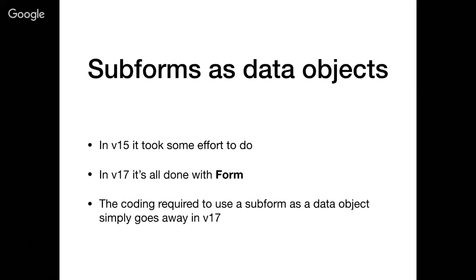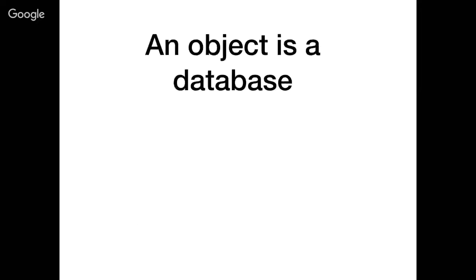Again, as I said earlier, in v15, working with subforms as data objects took some effort to do. In v17, you can accomplish pretty much everything I described in a whole presentation back in April in version 15, simply by using the new form object. And the coding required to use the subforms is so much simpler. An object is a database. All right, so what does this mean?